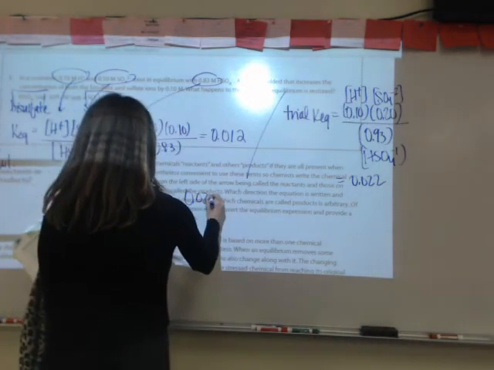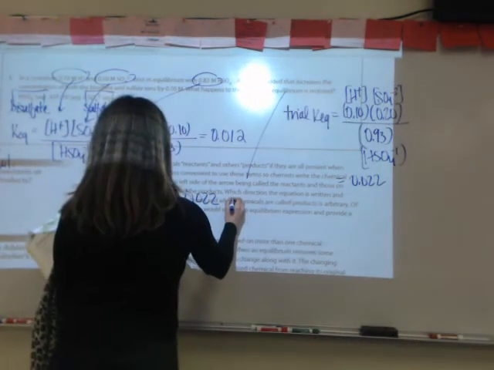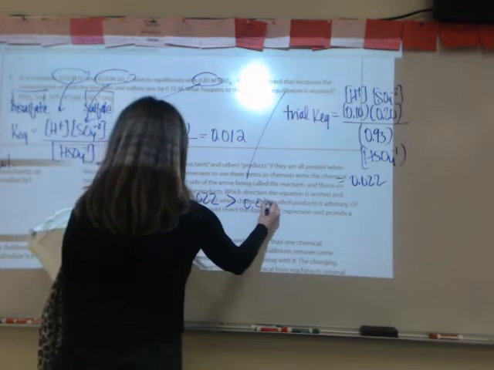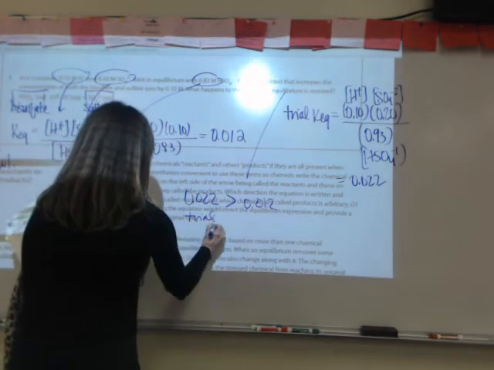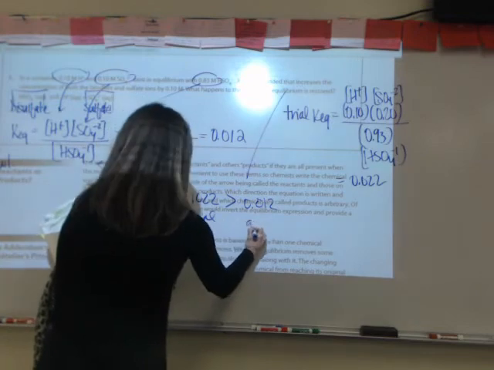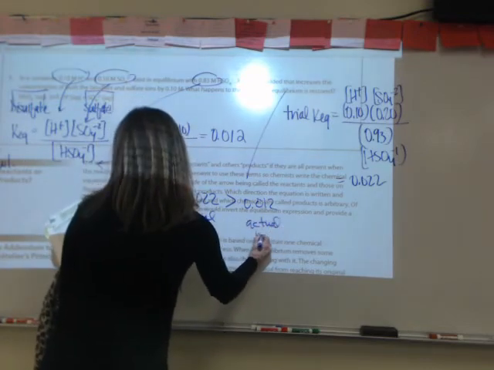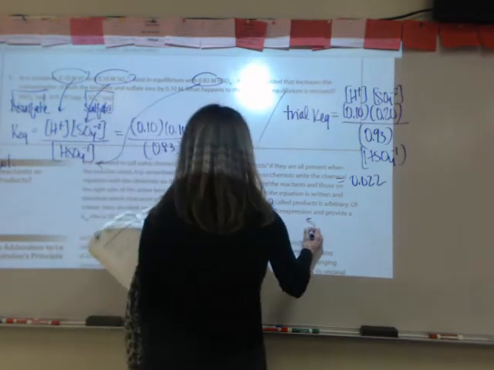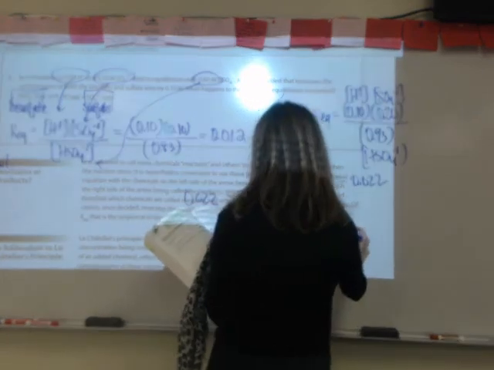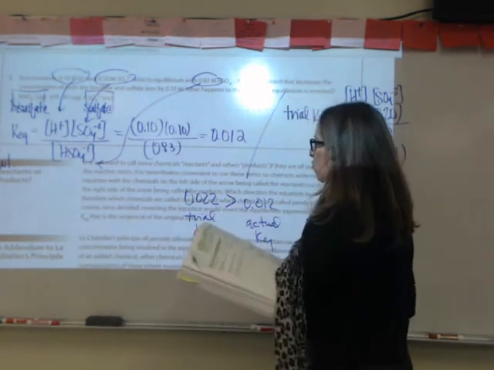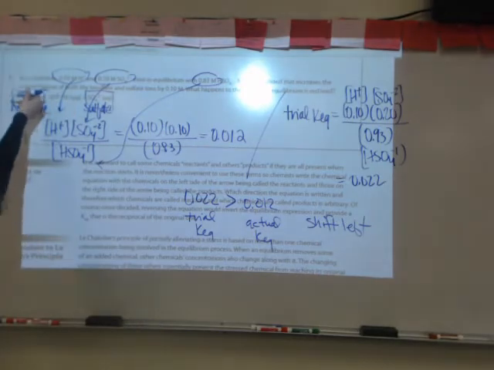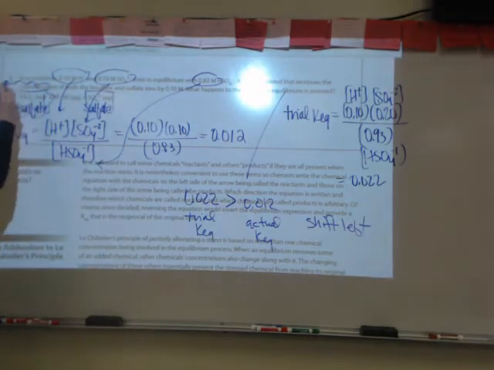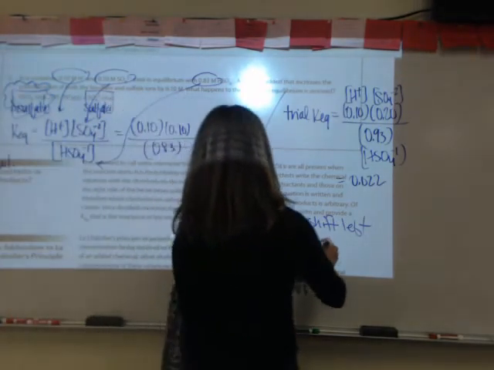So 0.022 is greater than 0.012. So your trial KEQ is greater than your actual KEQ, which means you're going to shift to the left to restore equilibrium. And if you shift to the left, the concentration of HSO4 is going to increase.